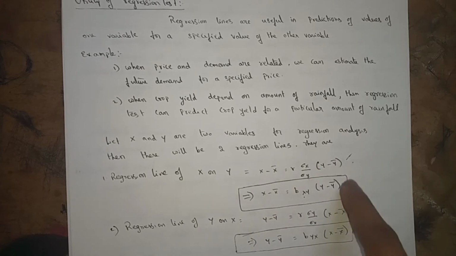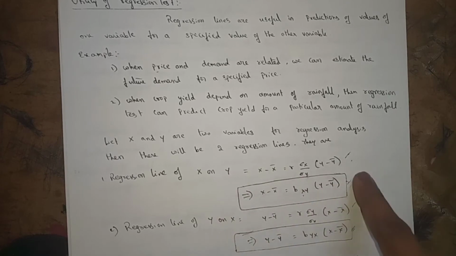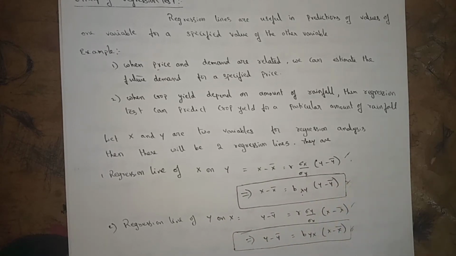This is a very important formula. Second one, the box, whatever I have put in a box. This is important to do the problems also. Regression line x on y is: x minus x bar is equal to r into sigma x by sigma y into y minus y bar.